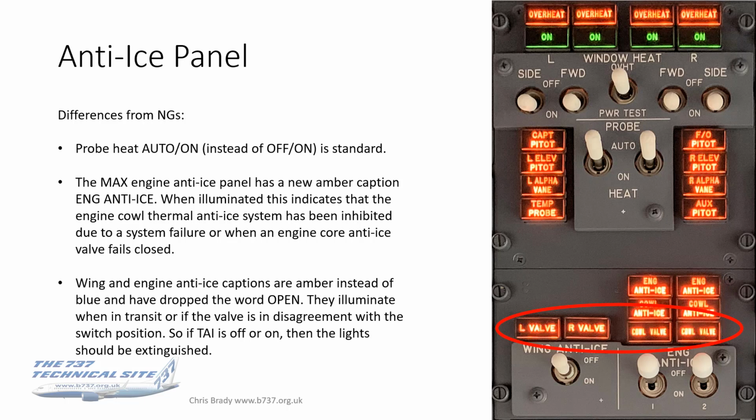The engine and wing anti-ice captions are now amber instead of blue, and they've dropped the word open. They illuminate when in transit, or if the valve is in disagreement with the switch position. So if the ice is off or on, then the lights should be extinguished. These will only come on in transit or if there's a disagreement. Very similar logic to the blue lights, but for whatever reason they've got rid of blue and harmonized on amber.